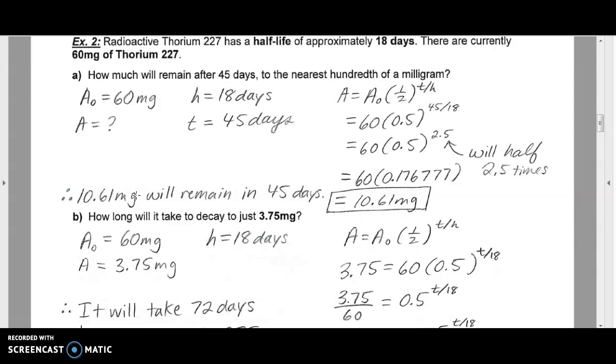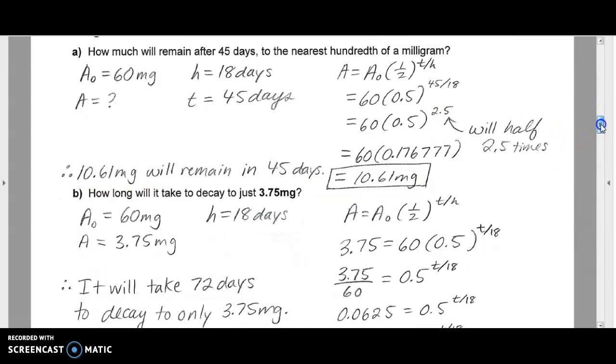One thing that should make sense is, because it's half-life, we are decreasing the number of milligrams of thorium-227 that we have. So this number should be less than the number we started with. If for some reason you get a higher number than 60 for your answer, then you know you've made a mistake, and you should go back and identify that mistake and fix it.